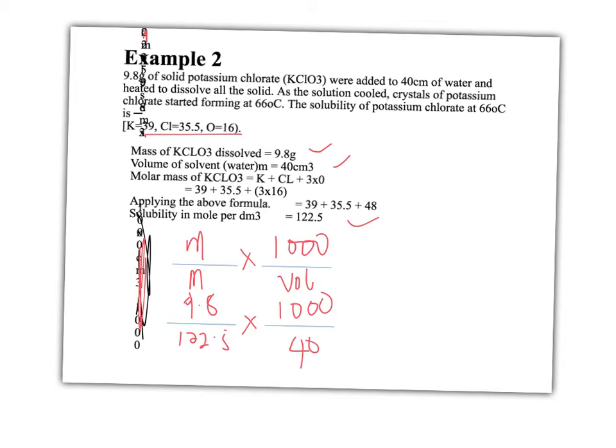So you do the maths, and when you do, you realize that the answer is 2 moles per dm cube. So the solubility of potassium chlorate at the temperature given is 2 moles per dm cube. It's a simple way of solving it. So you bear in mind the parameters given. That will help you to plug in the formula and then solve it.